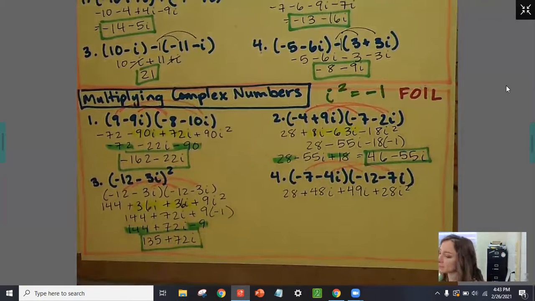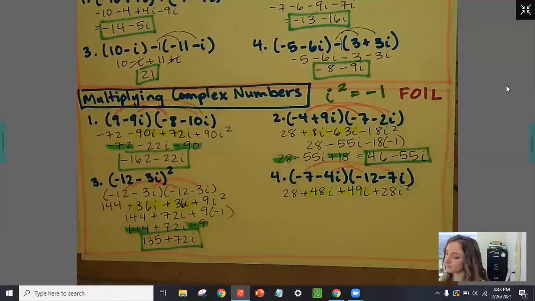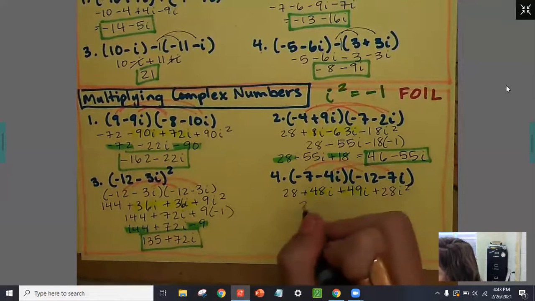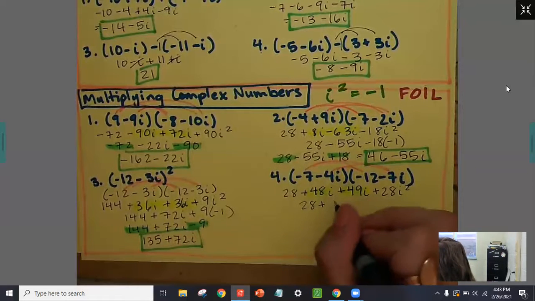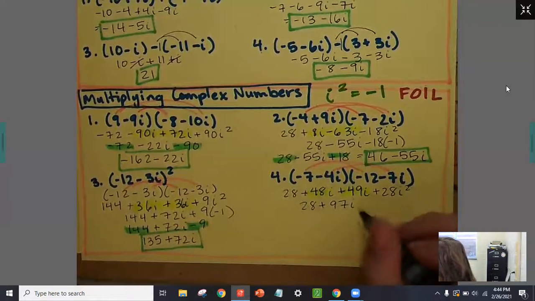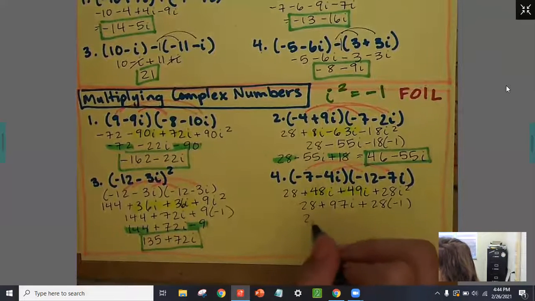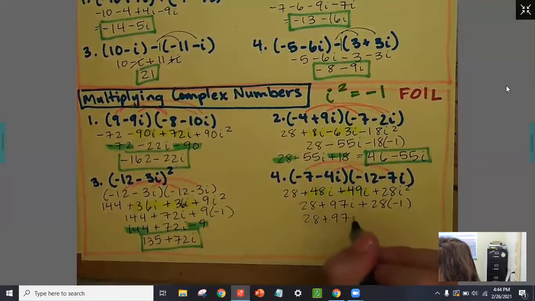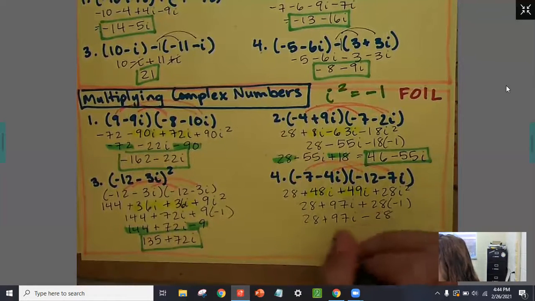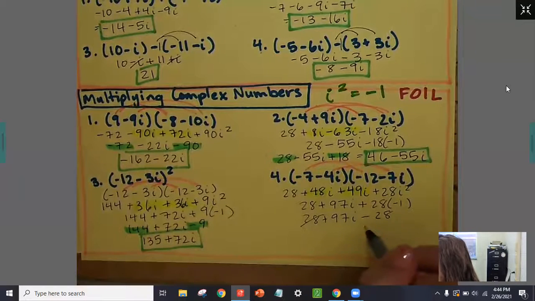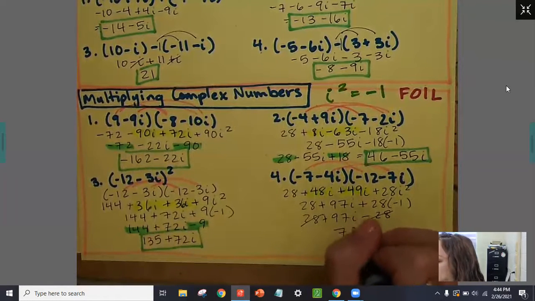All right, we can combine these two in the middle because they do both have an i. So we're going to have 48 plus 49 is going to give us 97i. And then plus 28, which is being multiplied by negative 1. So we have 28 plus 97i minus 28. And 28 minus 28 is going to be 0. So since those are opposites of each other, we're just going to be left with 97i.